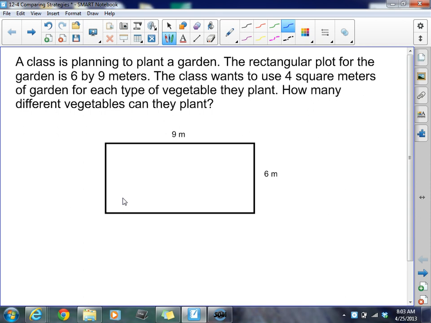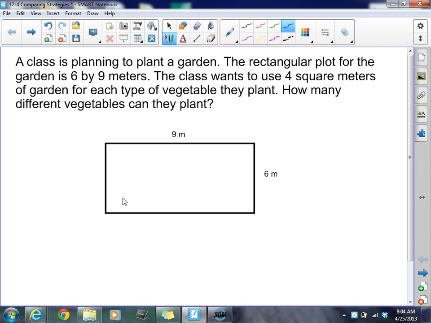The first example is on page 611. It says a class is planning to plant a garden. The rectangular plot for the garden is 6 by 9 meters. The class wants to use 4 square meters of garden for each type of vegetable they plant. How many different vegetables can they plant?